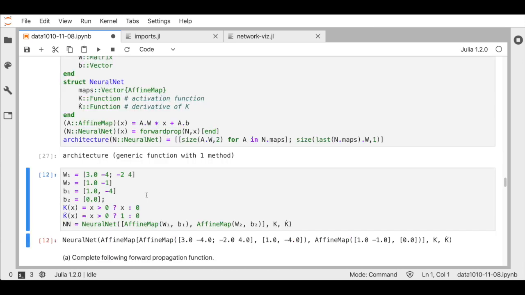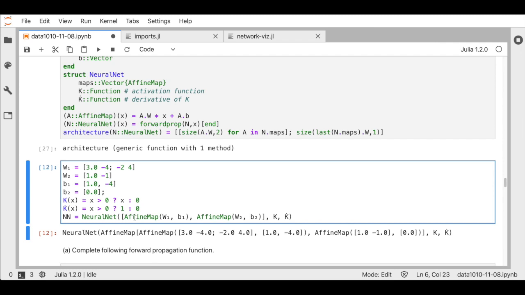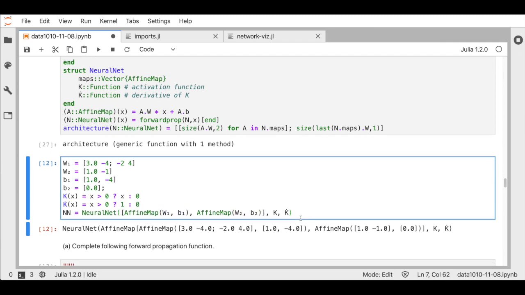So let's define the neural network that we were studying at the end of class last time. We'll see how well this manages to fit the data. So these are the W's and B's, and then we were going to use ReLU activation. The derivative of the ReLU function is just 0 along the negatives because it's returning 0 throughout that region, and 1 on the positives because it's returning the identity function on the positive reals. So we set up a neural net with these affine maps and this specified k and k dot, and we're going to call it NN.